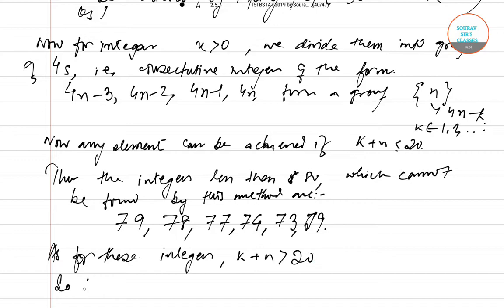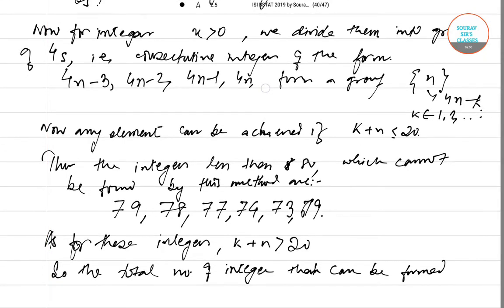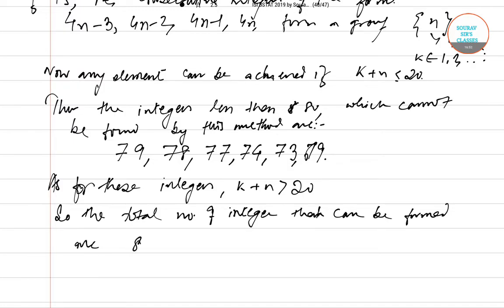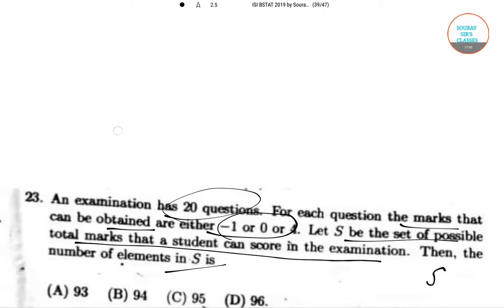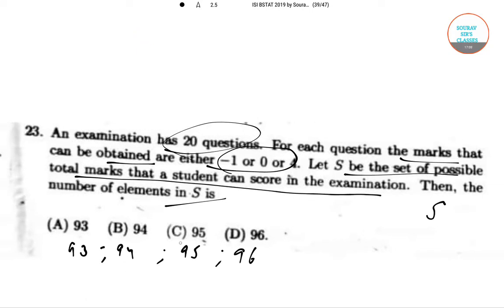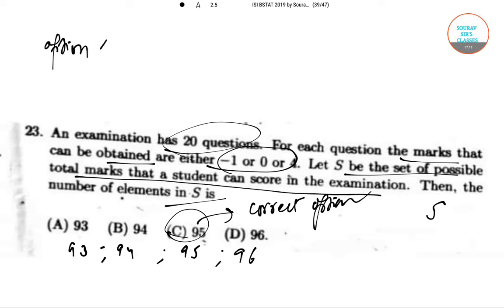So the total number of integers that can be formed is 80 minus minus 20 plus 1 minus 6, which is equal to 95. Now let's move back to the question and see that yes, we have an option that is 95. So 95 is the correct option, or you can say option C is right.